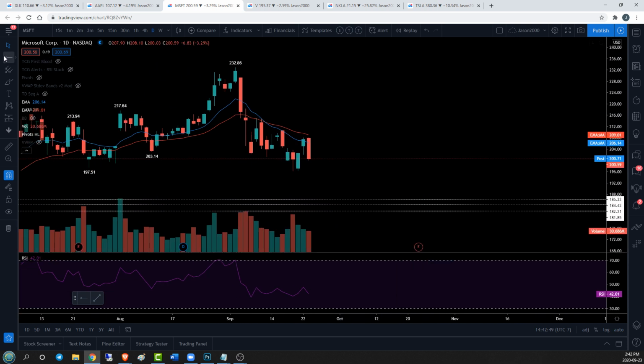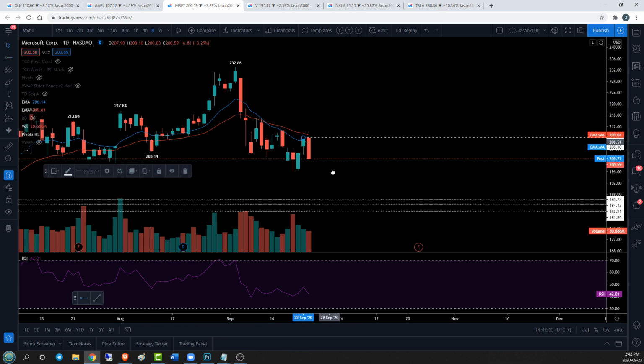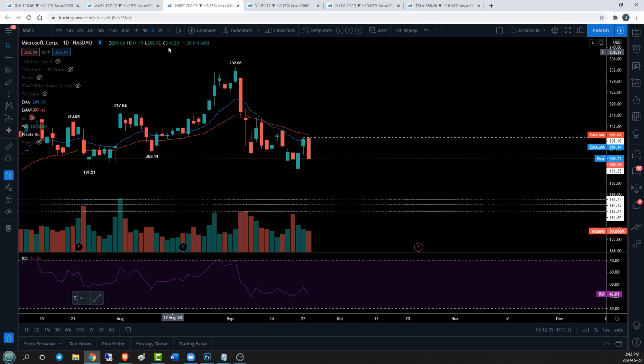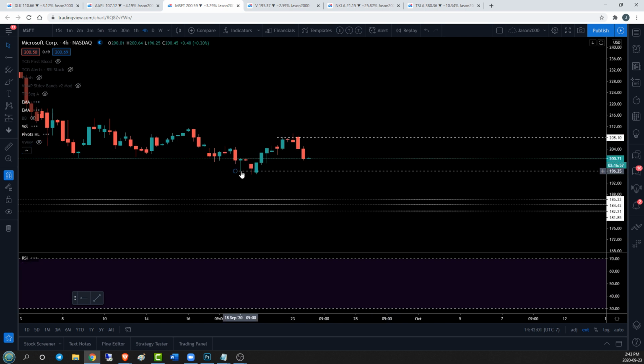MSFT on the daily time frame, not as beautiful a chart, but we still have a daily lower high set with a big red candlestick today. Resistance is going to be 208.10 below that. We got a little bit of support from the low of the red candlestick right over here. What day was that on? It's September 18th. So let's see what our 4-hour time frame does for us.